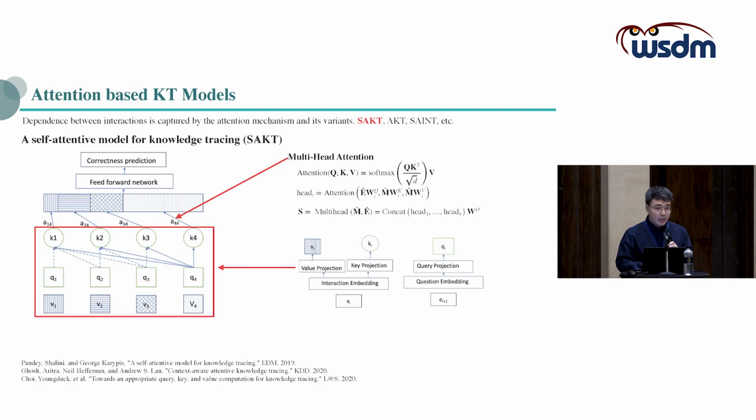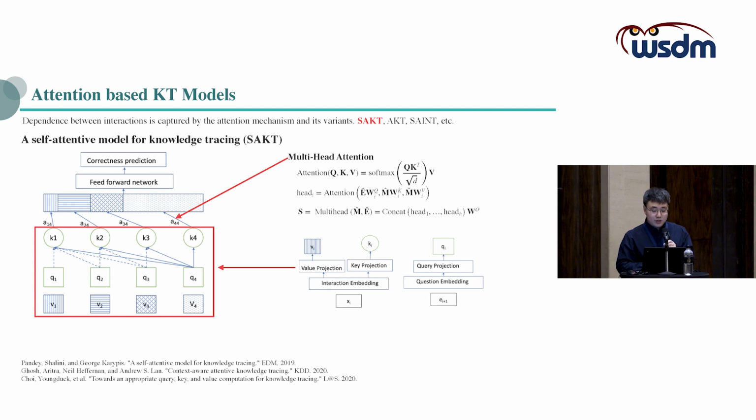Okay, the next one is the attention-based model. They will use the attention mechanism and its variants to capture the dependence between interactions. The first model that uses attention here is SAKT. We know the attention needs three vectors: the query, the value and the key. Here the query is from the question embedding, and the value and the key are from the interaction embedding.